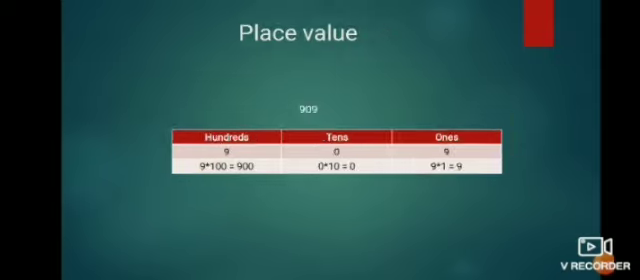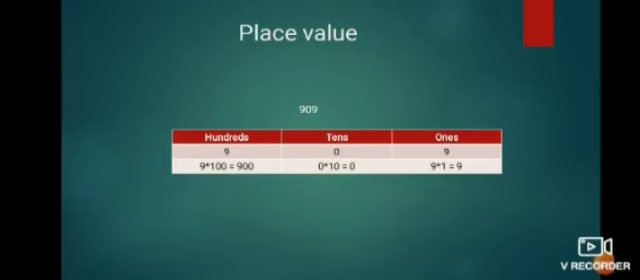Now we see another example for place value. The number 909. First of all, you have to put a place value. So the digit 9 is in ones place, the digit 0 is in tens place, the digit 9 is in hundred place. The digit 9 is in ones place, so there are 9 ones. So you have to multiply by 1. 9 into 1 equal to 9.